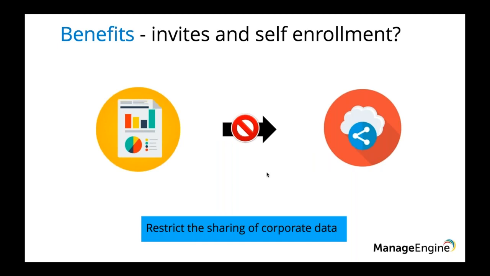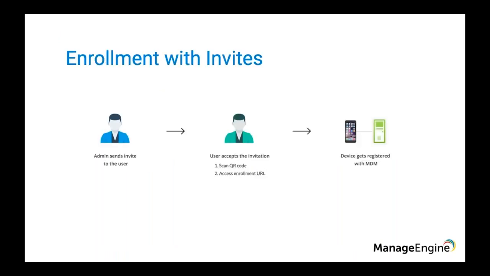Having prevented unauthorized access to data, it is only wise that you also prevent sharing of data from the mobile device. When you enroll devices using invites or self-enrollment, this restriction is also available. So let us look at the first method, which is enrollment through invites. This is the basic workflow whereby the admin sends an invite to the new user. The user needs to follow the instructions that are given in the invite, which is either scanning a QR code or accessing the enrollment URL.